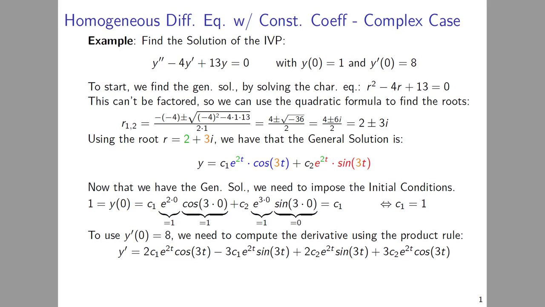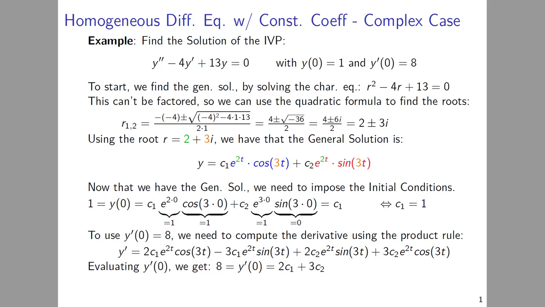To use the initial condition that y'(0) = 8, we need to compute the derivative of our function y using the product rule. Doing this gives that y' is 2c1 e^(2t) cos 3t - 3c1 e^(2t) sin 3t, coming from the first term of y, plus 2c2 e^(2t) sin 3t + 3c2 e^(2t) cos 3t, coming from the derivative of the second term of y.